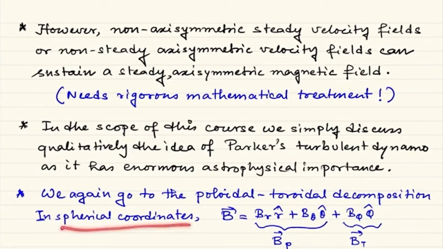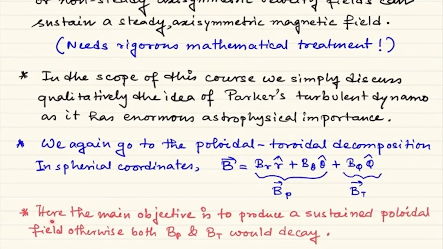So in spherical coordinates, if we write any vector, let's say the magnetic field, B_r r cap plus B_theta theta cap plus B_phi phi cap, then this azimuthal component can be identified exactly to be equal to the toroidal component. The rest is nothing but the poloidal component.